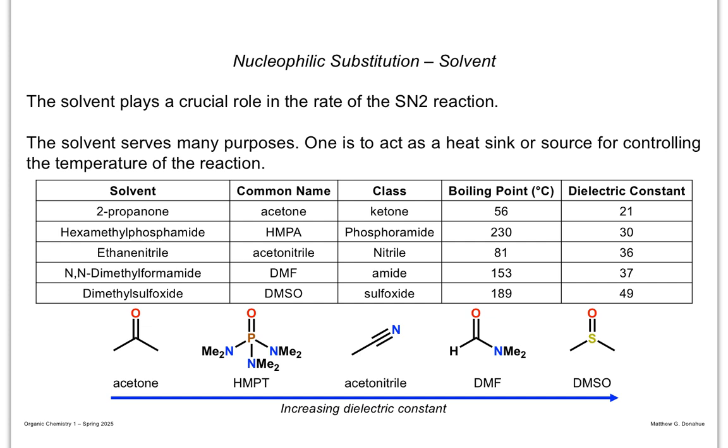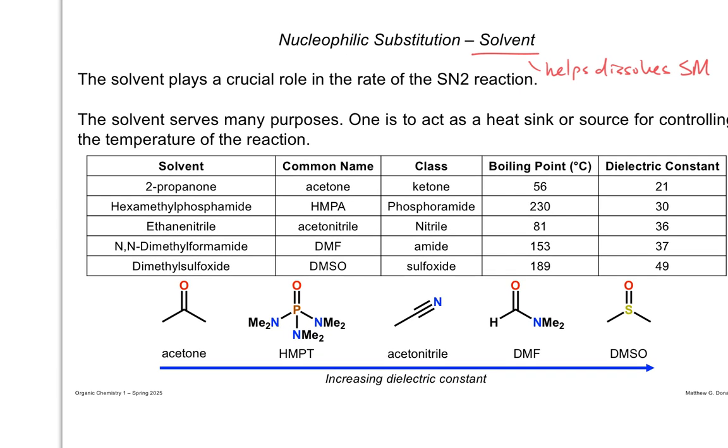So the next factor that we're going to look at is the solvent. When we think of solvent, we think of a liquid. And if you have the two starting materials, the nucleophile and the electrophile, why do we need another chemical in there? Why do we need a solvent, a liquid? So one reason is it helps dissolve the starting materials.